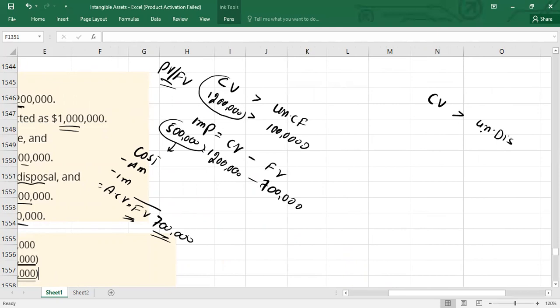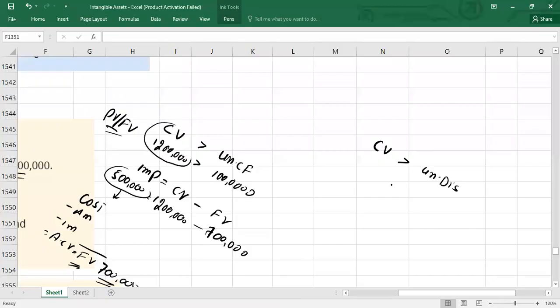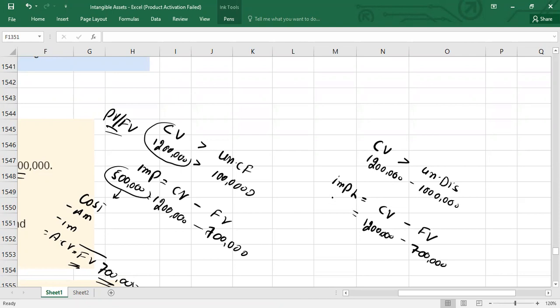Your carrying value is 1.2 million and your undiscounted cash flows are 1 million, so it means the amount is not recoverable. Now you will calculate the impairment loss. How? Again, carrying value minus fair value. Carrying value is again 1.2 million, minus fair value of $700,000. It means your impairment loss is 500,000.